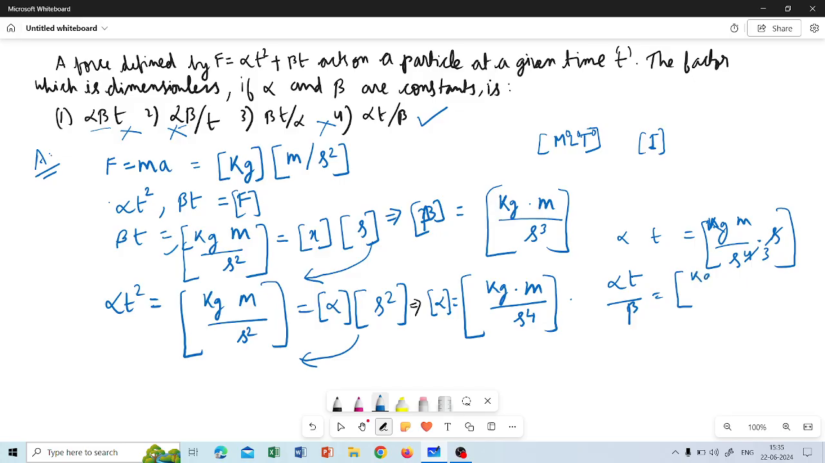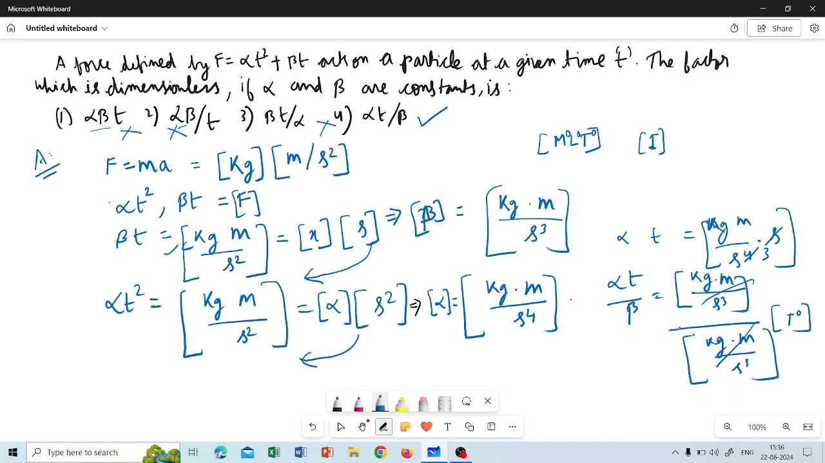I will get 1. Everything is going to get cancelled. This one is gone and this one is gone. So there is no unit at all. It is some expression power 0. So alpha t by beta is a dimensionless quantity. This is how you can do it.